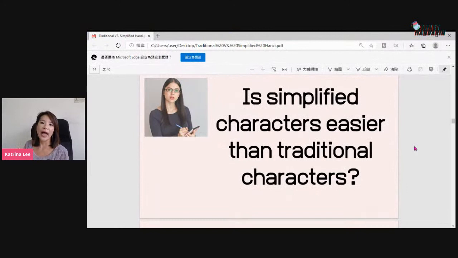So now here comes the question. Is simplified character easier than traditional character? I would like to know how you think. Okay, let me know what you think.